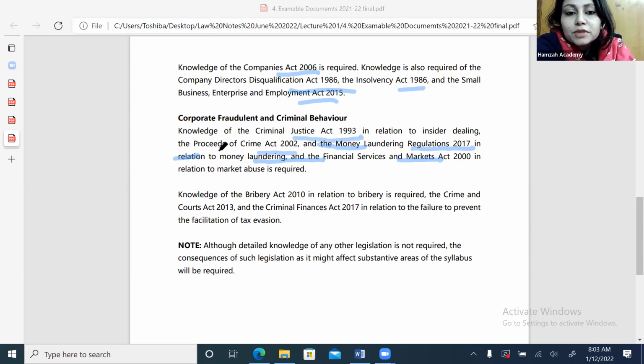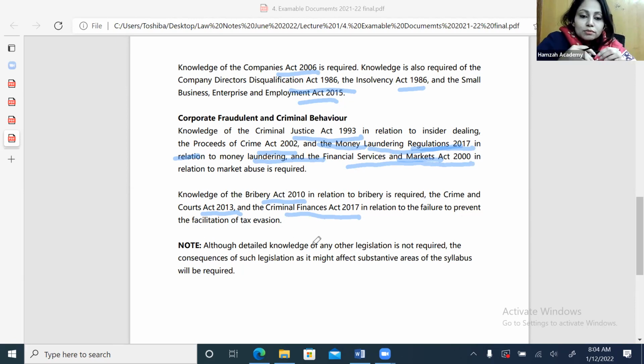The Proceeds of Crime Act 2002, the Money Laundering Regulations 2017, and the Financial Services and Markets Act 2000. Knowledge of the Bribery Act 2010, the Crime and Courts Act 2013, the Criminal Finances Act 2017, in relation to failure to prevent the facilitation of tax evasion.